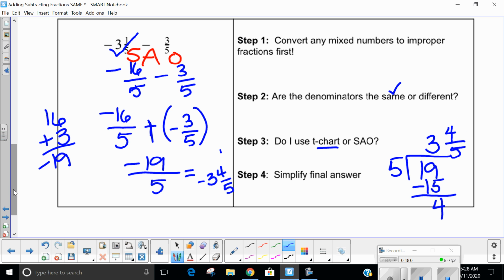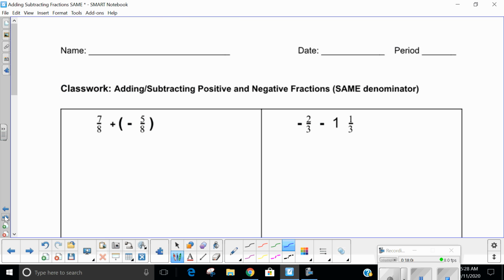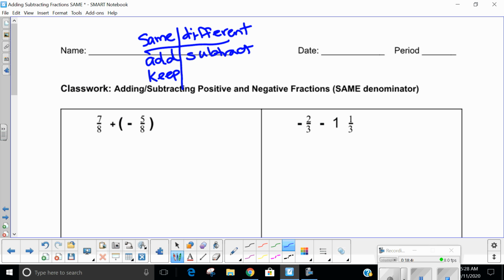Okay, so now you get to practice. And remember, you want to write down your T-chart first whenever you do these problems, and your SAO strategy. So we have our T-chart, that means addition. We're going to say same, different. Same sign, we're going to add the two numbers together. Different signs, we're going to subtract. And then same, we keep the sign. And then if they're different, we keep the larger.